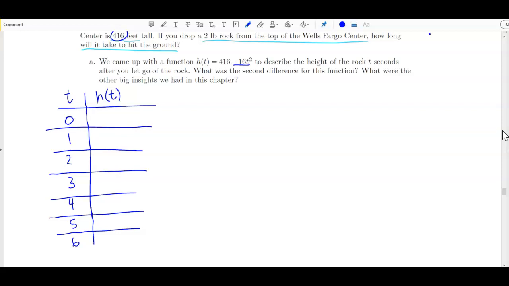All right, so on the first one, you're going to put 0 in place of your t. So you're really just doing 416 minus 16 times 0 squared, and all of that's going to go to 0. So that's going to be 416. Now do the same thing, but in place of the 0, put 1 instead, and 2 and 3, and figure out what all of these are going to be. Just use your calculator. I want it to go kind of quick, just plugging those in.